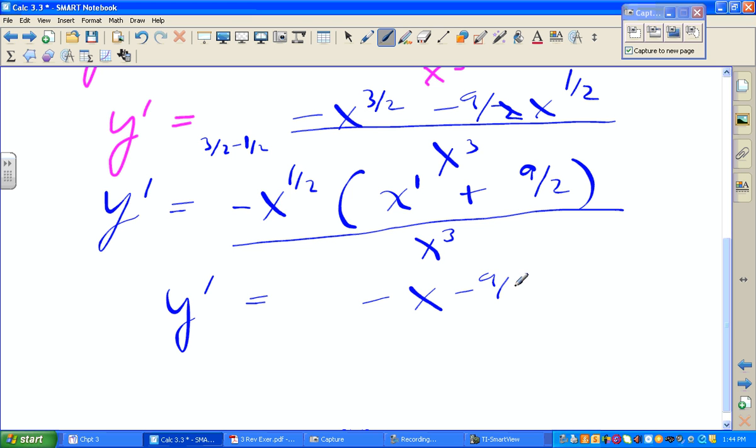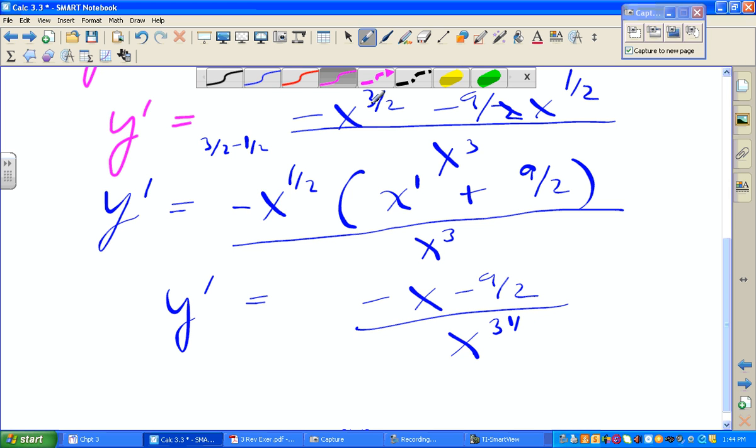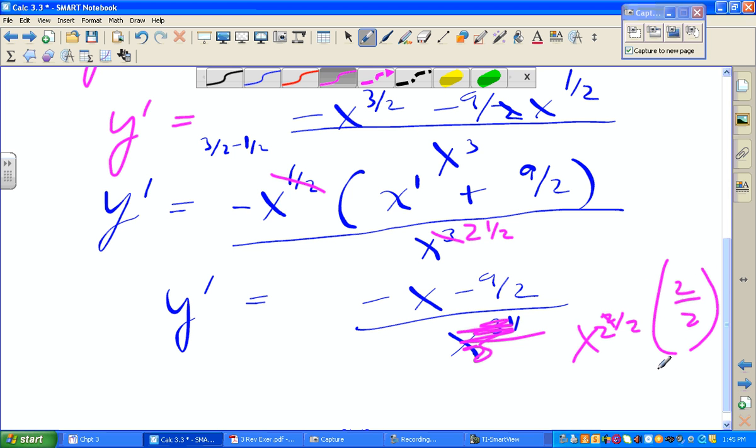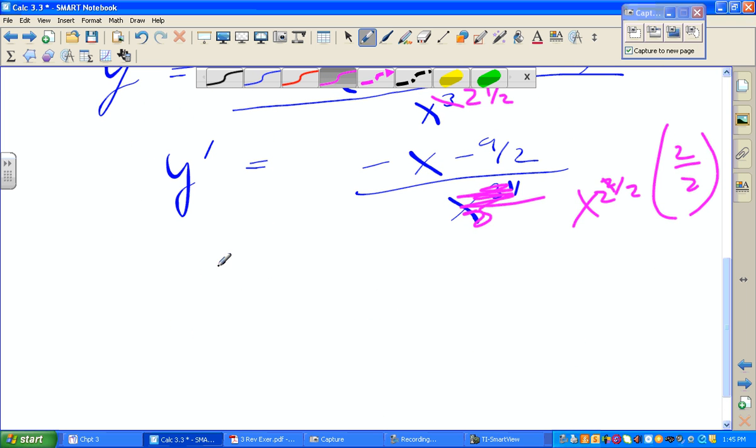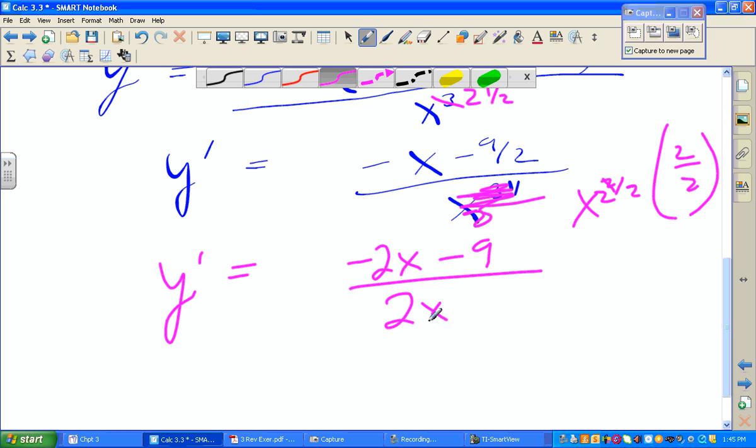Negative x minus 9/2 all over x to the 3.5. Oh no, it'd be 2.5. You can take that off. Yeah, because you've got to clean this out now since you did all that. You can't have a fraction within a fraction. So x to the 2.5. Yeah. So y prime equals negative 2x minus 9 over 2x to the 5/2.